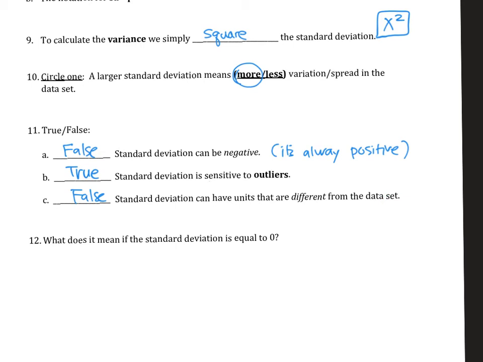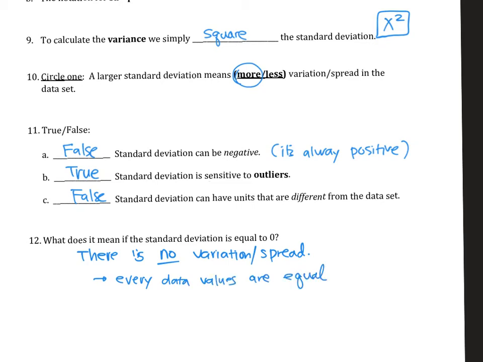What does it mean to have standard deviation equal to 0? That means there is no variation or spread, that means all the numbers in the data set are exactly the same. Just like the first example we did where everyone was making $10, that data set had zero spread or zero variation. So that means every data set value is equal. Basically everyone's making the exact same amount of money. That means you have zero standard deviation.